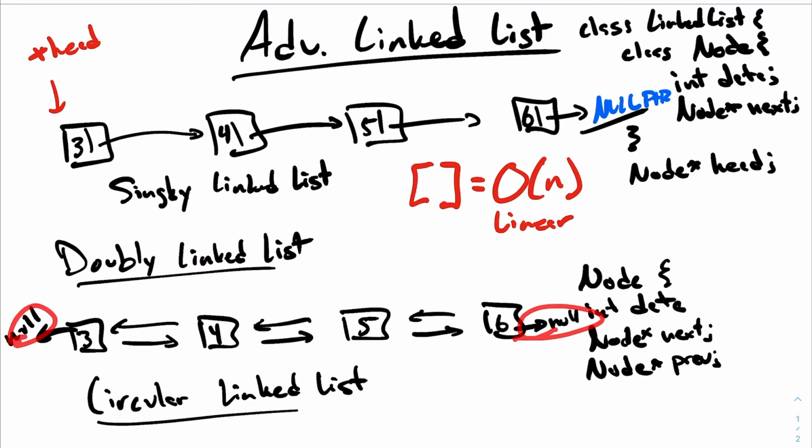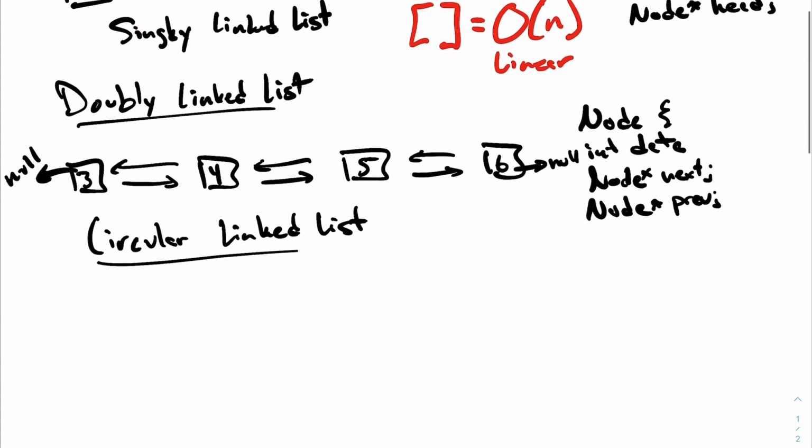It lets you know when you've reached the end. Like if you're iterating through this thing looking for an element and you get to the null pointer, you've reached the end. The element you're looking for does not exist, right? Or you're going too far. So a circular linked list is another pretty neat one.